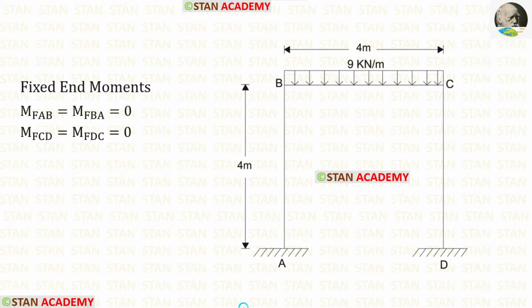Now let us find the fixed end moments. In the columns AB and CD, there are no loads. So the fixed end moments M of AB, M of BA, M of CD and M of DC are 0.